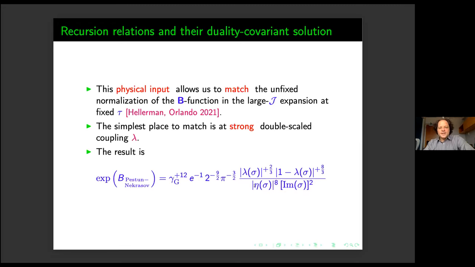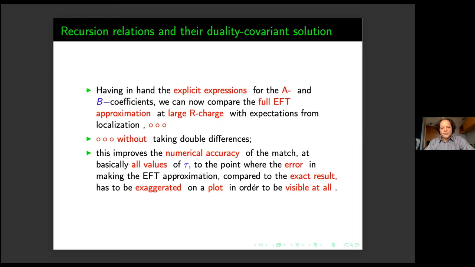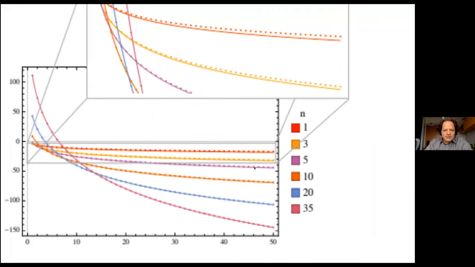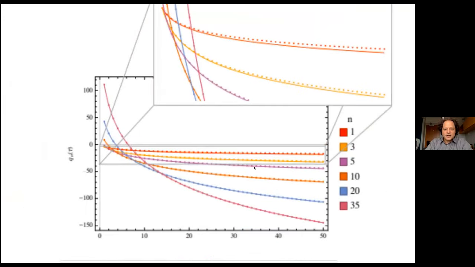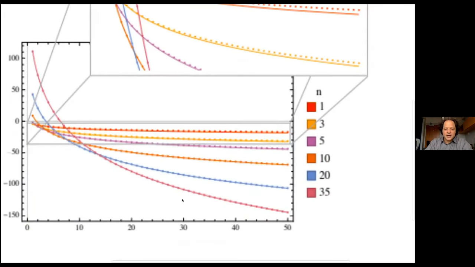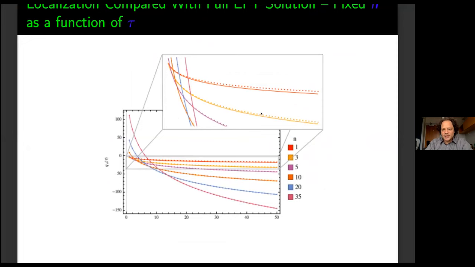Okay, so these A and B coefficients can be worked out in any scheme, which frees us from having to take double differences. And it improves the numerical accuracy of the match to a point where the error in the EFT approximation compared to the exact result has to be exaggerated in order to be visible at all. These errors are, even at quite low R charge, practically invisible even when you blow them up. So by going to weak coupling, in this plot the horizontal axis is weaker and weaker coupling, you can see the beginnings of a deviation.